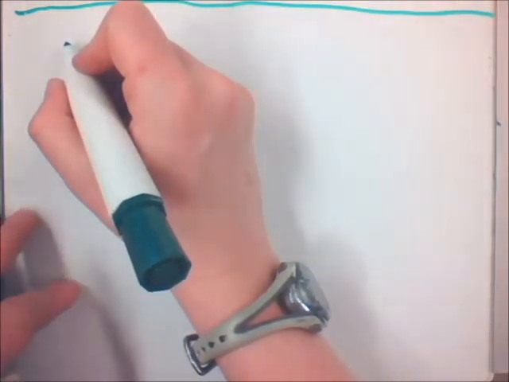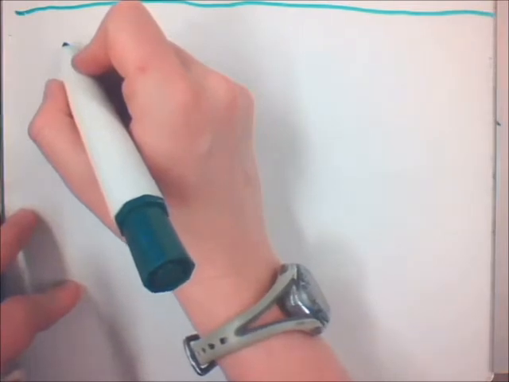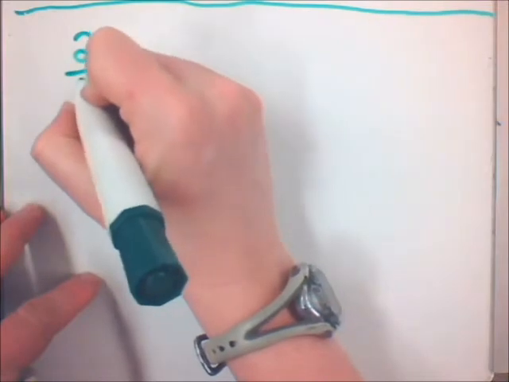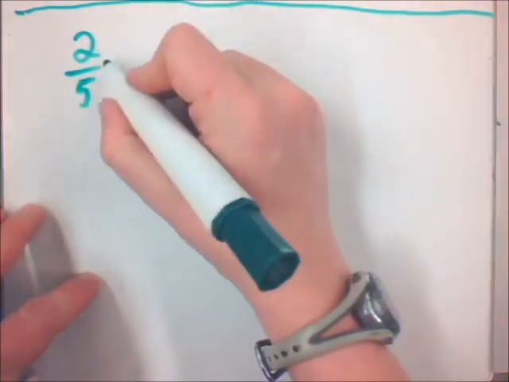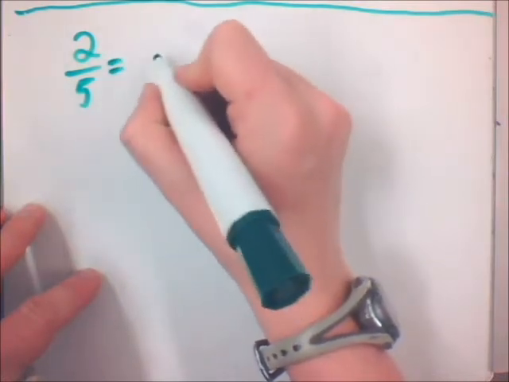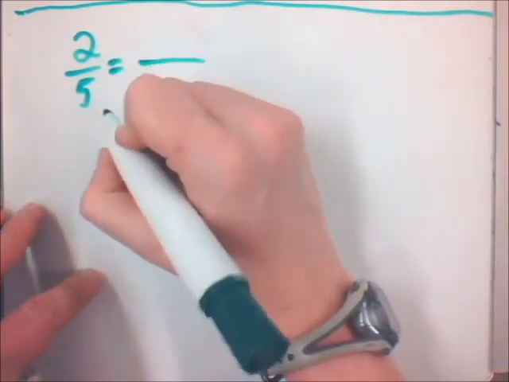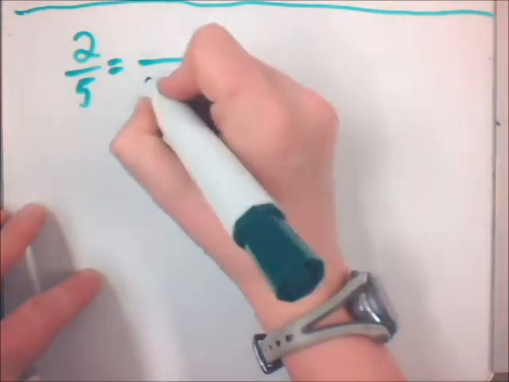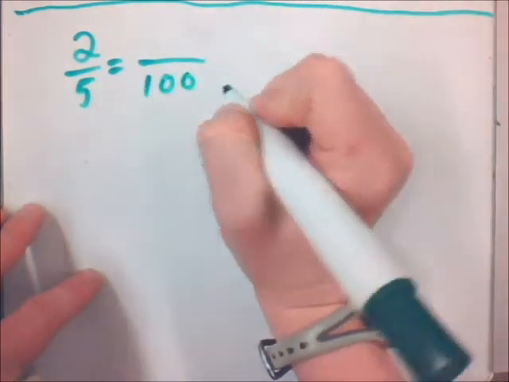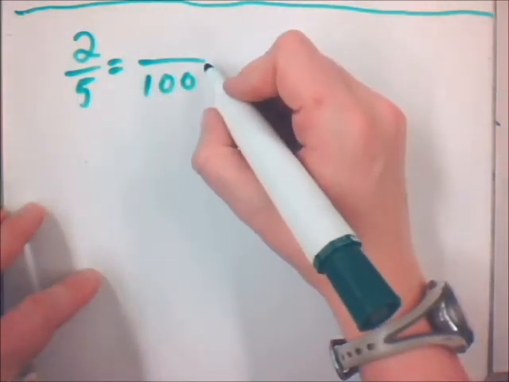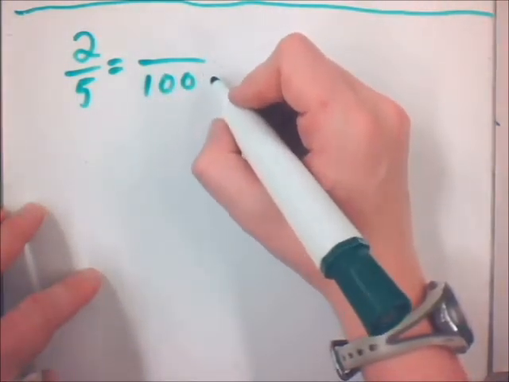So this video is a review of how to change a fraction into a percent. We're going to start with a fraction like, say, 2 over 5. There's actually two ways to change this into a percent. One of the ways to do this is to make an equivalent fraction with a bottom, or denominator, of 100. The reason that works is because percent actually means per or of 100.